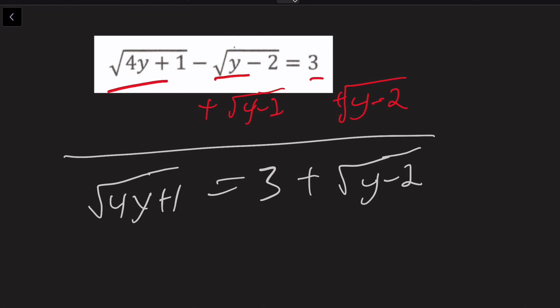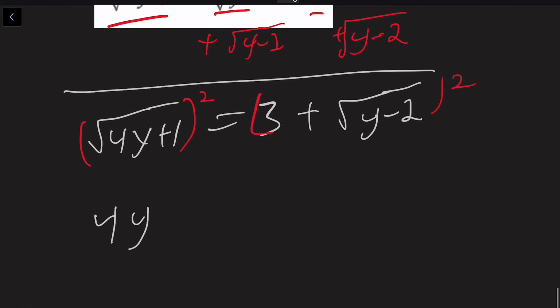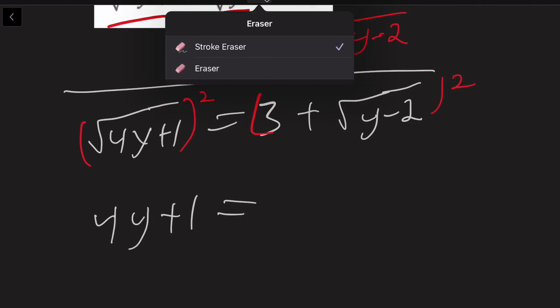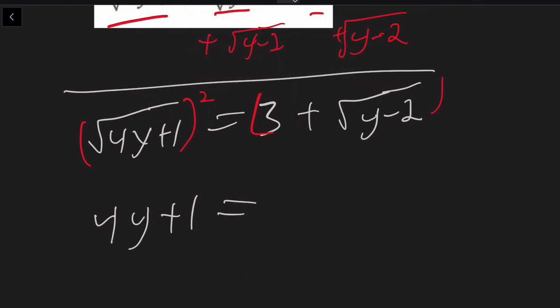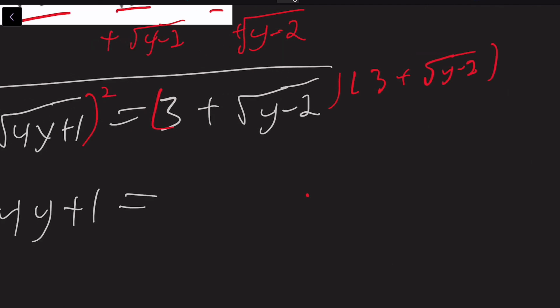Now I'm going to do the same thing as before. I'm going to square both sides. This leaves us with 4y plus 1 on the left is equal to, this one we actually have to expand it. So 3, I'm gonna remove this square and I'm just gonna multiply it by itself. 3 plus square root of y minus 2. So then we're left with 3 times 3 is 9.